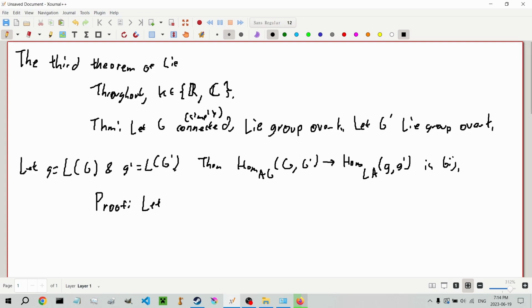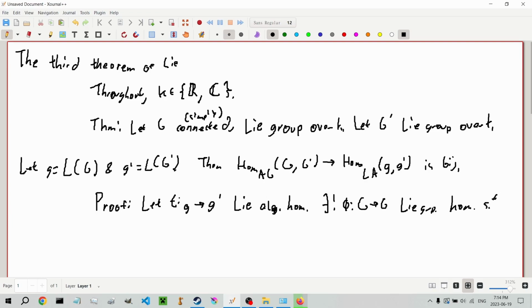So we're going to let T from the first algebra to the second algebra be a Lie algebra homomorphism. We want that there exists a unique Lie group homomorphism phi such that T is just the algebra version of phi.